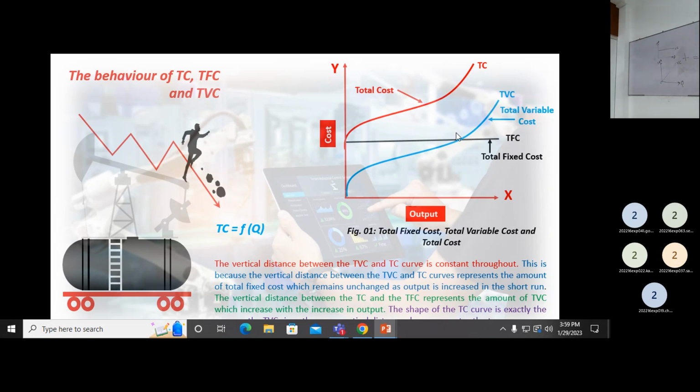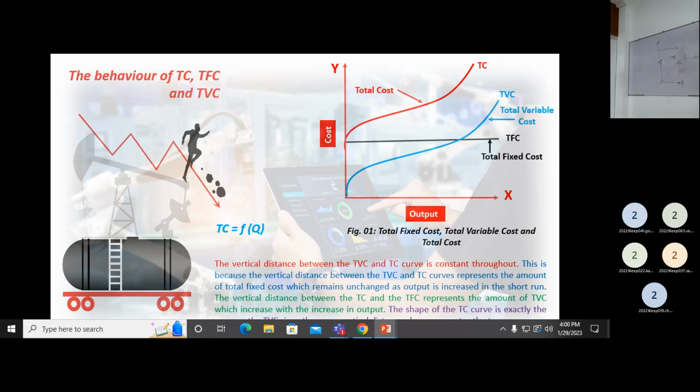So what does this gap represent? The difference between your total cost and fixed cost. Little by little it increases. It illustrates your variable cost. Good. So that's how you analyze, huh?